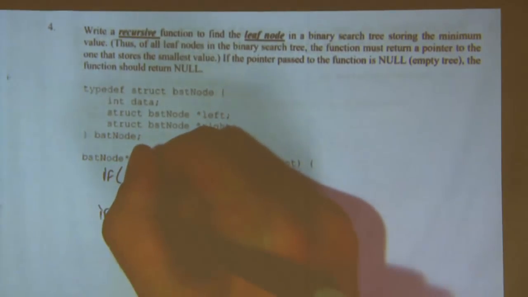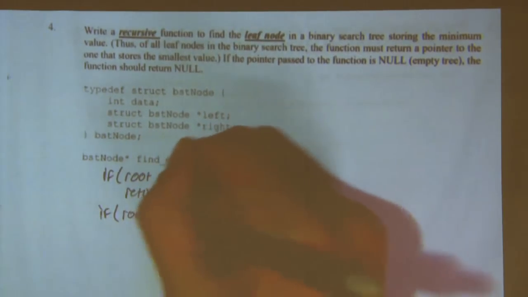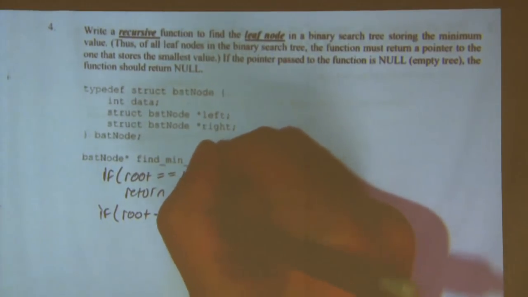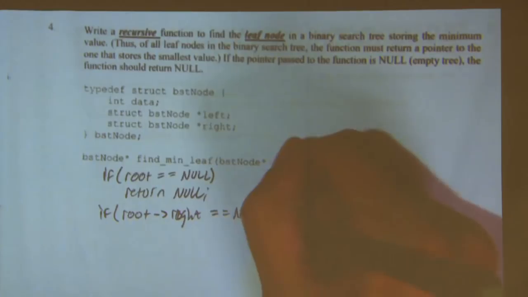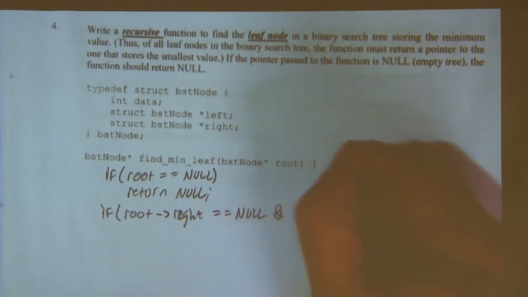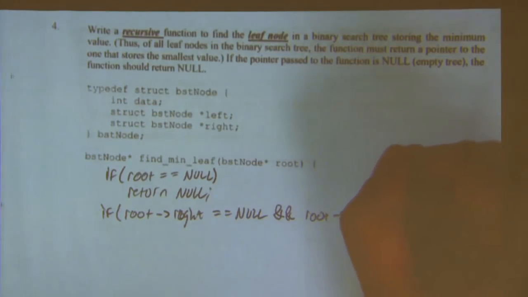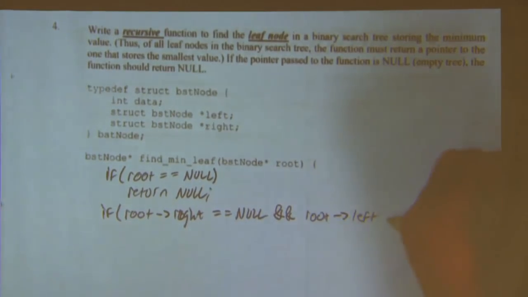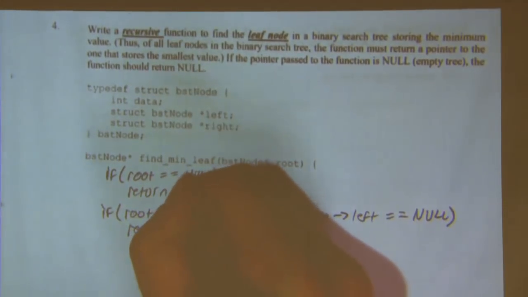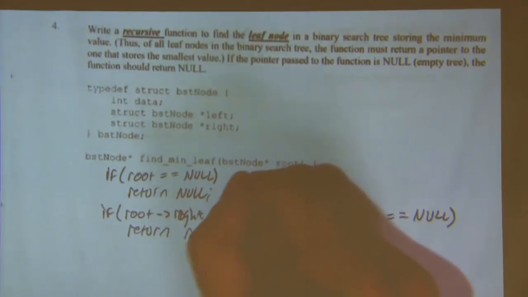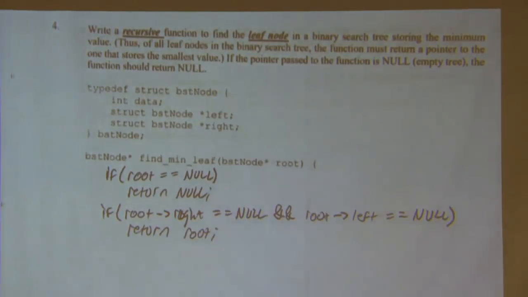So if we do if root arrow right is equal to null, and root arrow left is equal to null, then we just want to return the root. Okay, so we're doing that now.